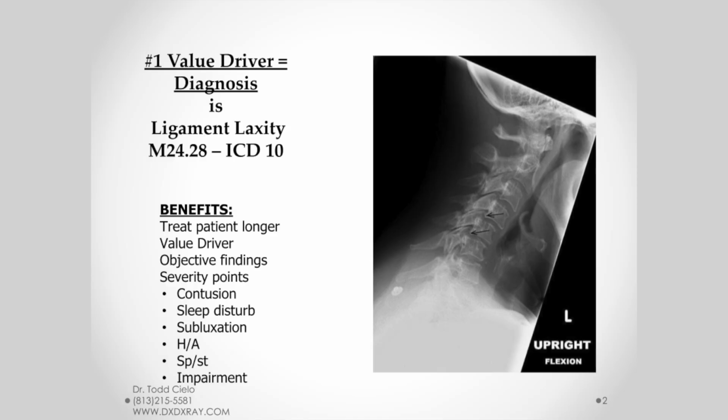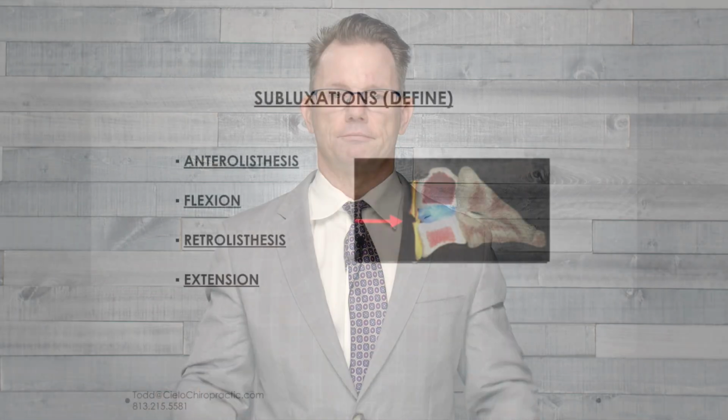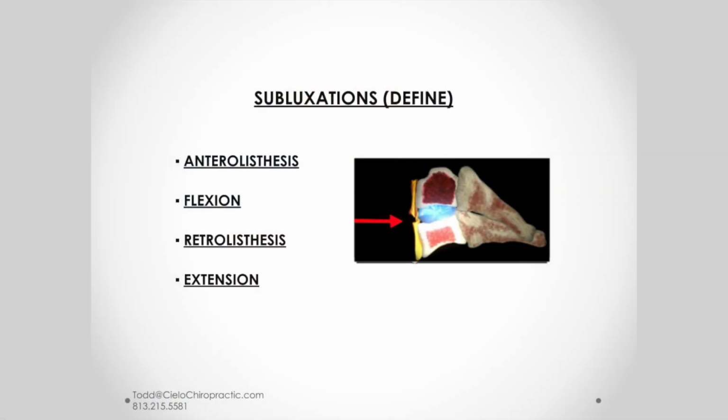And there's 51 severity points in every insurance claim. Examples are contusion, sleep disturbance, subluxation, headache, sprain strain. For every 5% of an impairment rating is 1 severity point. The more severity points, the more the claim is worth. Simple math. We were taught in school subluxations. I utilize subluxations in my office all the time, but the AMA guidelines values 4 and only 4 subluxations.